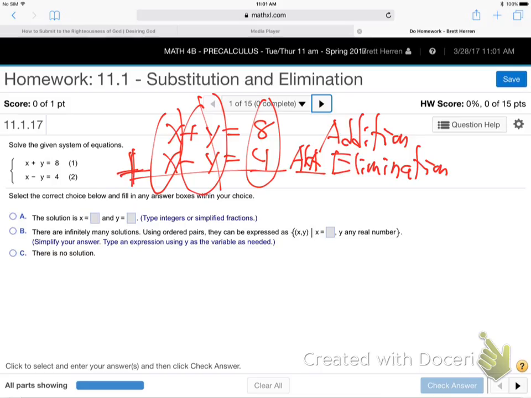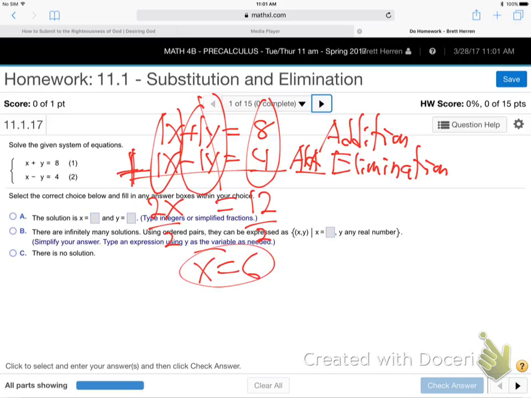So what's 1x and 1x? 2x. What's positive 1y and negative 1y? 0, gone, as we said. And what's 8 and 4? 12. Remember that from your algebra days? So y dropped out, much nicer. How do you solve for x? Just divide by the 2. x is 6.